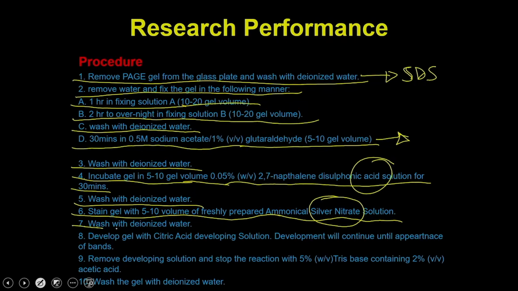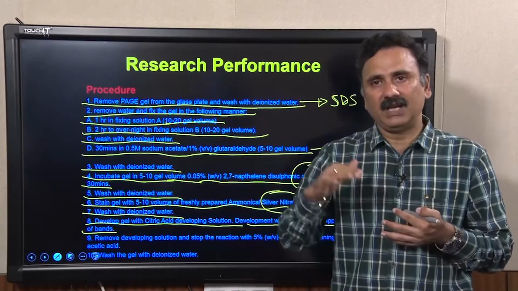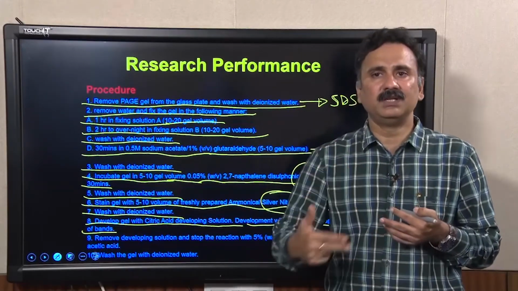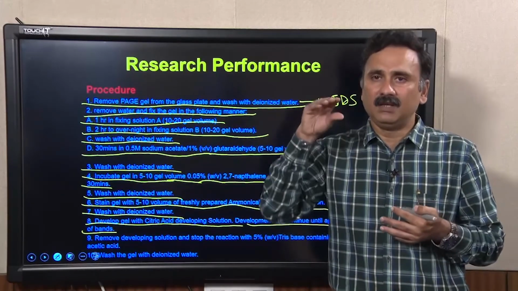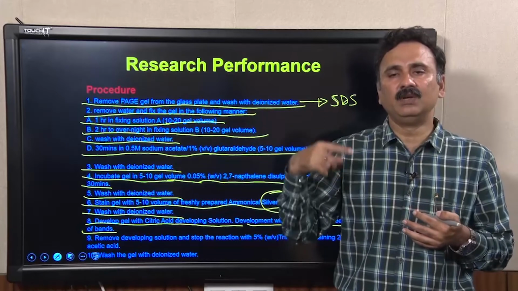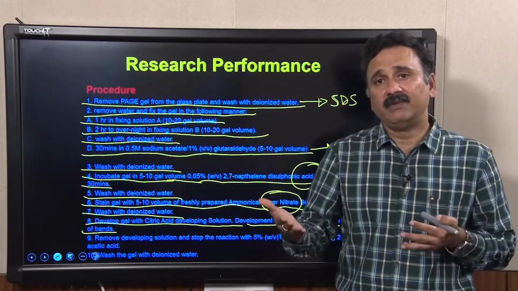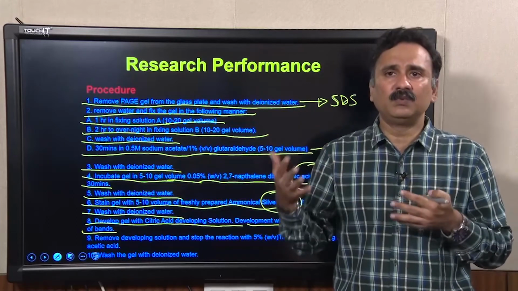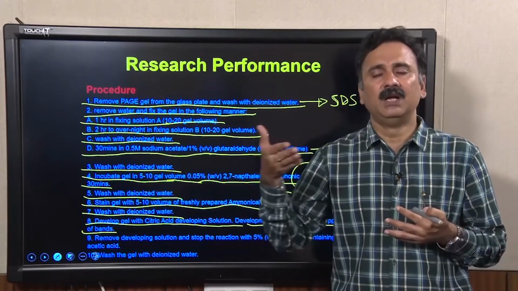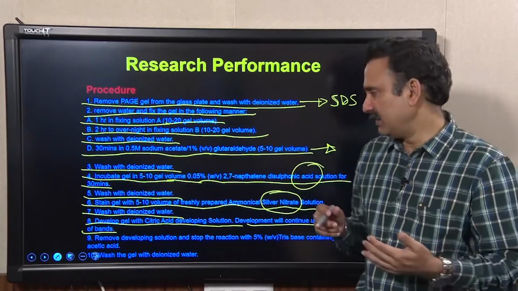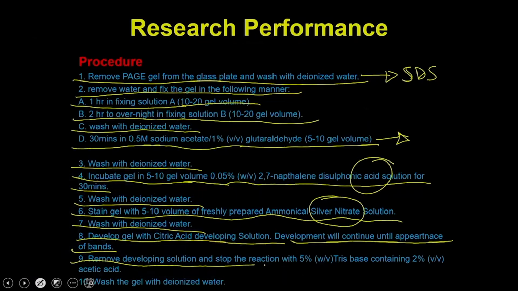And then you wash it with deionized water and develop the gel with the citric acid containing solution, and development will continue until the appearance of the bands. At this stage you can keep the gel in the citric acid solution, which keeps reacting with the protein-bound silver atoms and keeps giving you color. You can keep observing the color, and whenever you think you got sufficient color in your gel, you simply wash the gel, remove the developing solution, and stop the reaction with the stopping solution, that is 5% Tris containing 2% acetic acid.